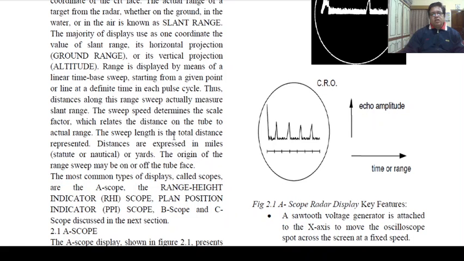The sweep length is the total distance represented. What is sweep length? Sweep length is the total distance represented. Distances are expressed in miles, statute or nautical, or yards. What is the unit of distances? Miles, statute or nautical, or yards. The origin of the range sweep may be on or off the tube face.